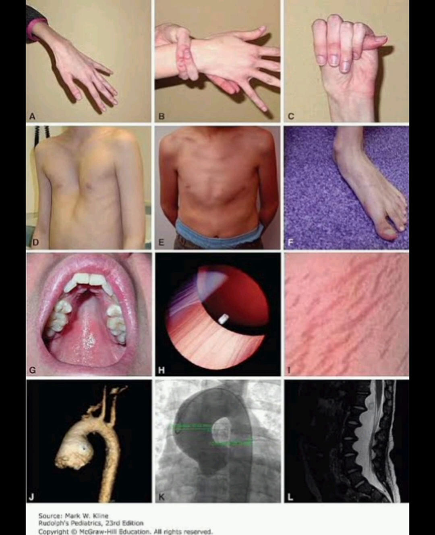And on the feet, look at image F, that is pes planus. Number G is the high arched palate. Look, that is a high arched palate. And in the eye we find dislocation of the lenses, that is upwards. And in the skin we find bruises. Look. And image J, we find aortic root dilatation. J, K. L, we find dural ectasia in Marfan syndrome.